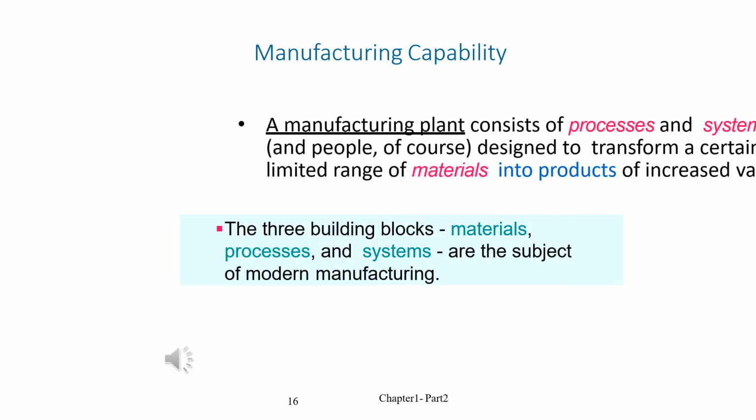So what is manufacturing capability, right? Well, that's where you got the process and the systems, to include people in those systems, transform a limited range of material into products of increased value. It sounds easier than it is sometimes. Think of Tesla here. They're having some issues because they can't get their processes right. The prototype cars work fine, but when they go to mass produce them, they got some issues, right? So there are 3 building blocks: the materials you use, processes, and the systems. These are all in modern manufacturing, and we're going to focus on that quite a bit in this course.